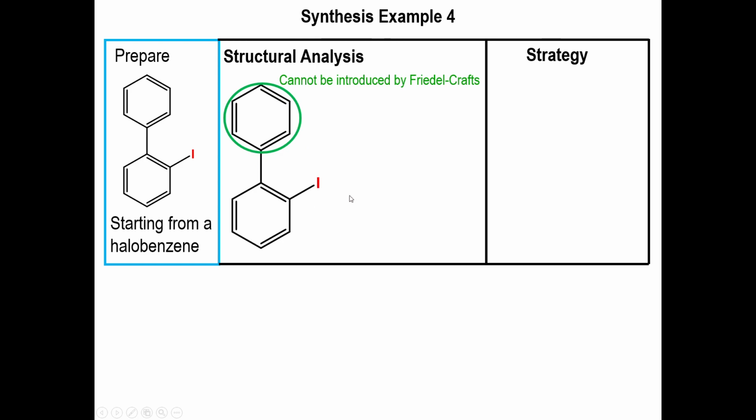The second thing is that this phenyl group cannot be installed using a Friedel-Crafts alkylation because this is an sp2 center, not an sp3 center. So that's one of the restrictions. And because these are ortho to each other, this is not going to be your typical electrophilic aromatic substitution. Instead, we have to do this via the formation of benzyne to make it happen.